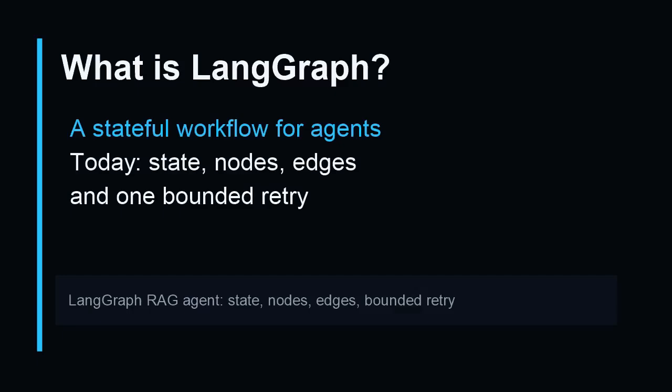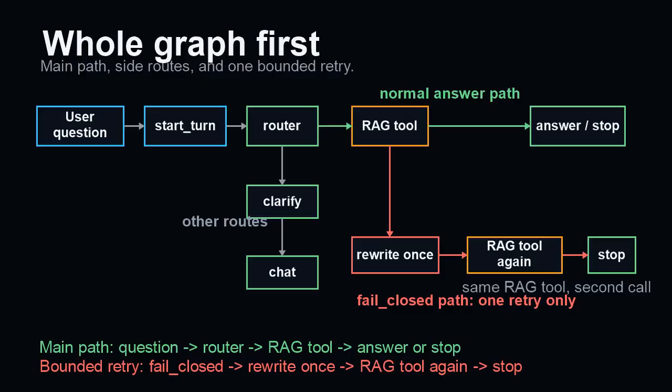LangGraph is a way to build an agent as a stateful workflow. In this video, we will cover state, nodes, edges, and one bounded retry for a RAG agent. Here is the whole graph first. A user question enters the graph, the router decides where it goes, the RAG tool tries to answer, and only a fail-closed result gets one retry.